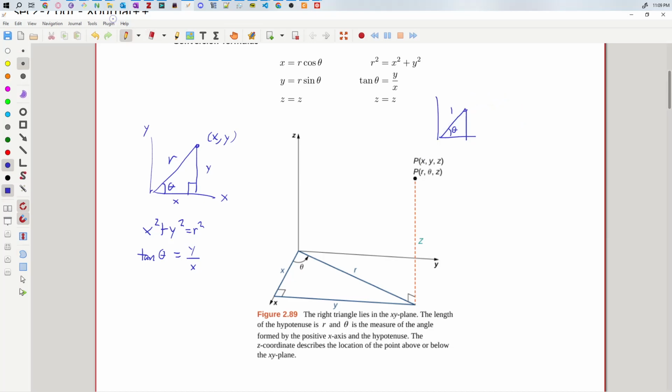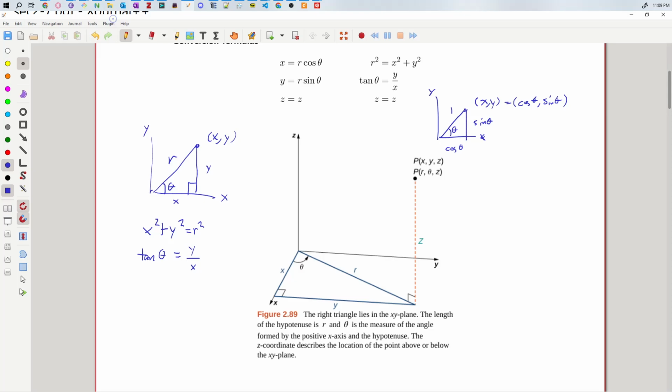So, yeah, the point, if you read it in Cartesian, can be expressed as cosine theta, sine theta. The length of this side is cosine theta, the length of this side is sine theta. And that's related to how the trig ratios are set up.